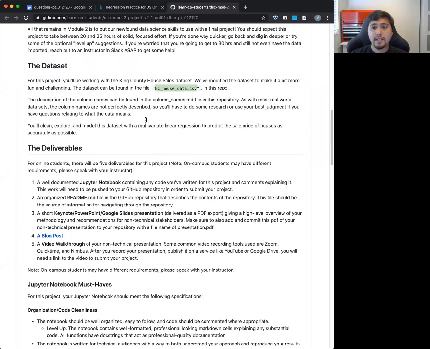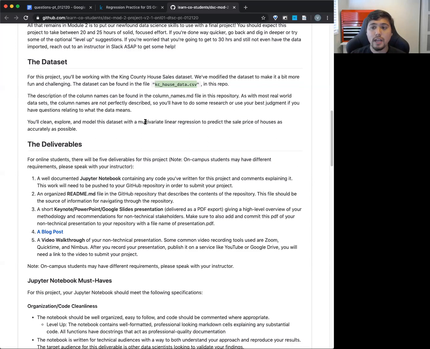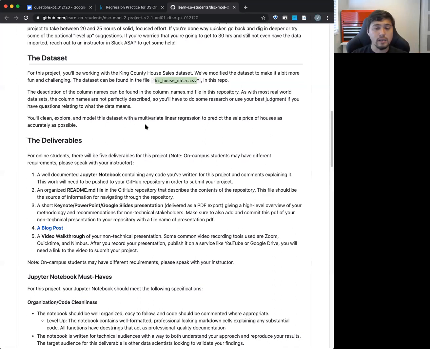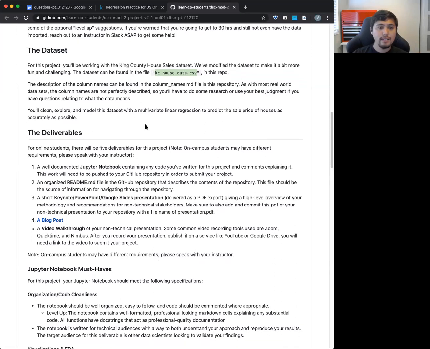The idea here is that you're given the King County house sales data set, which is basically a bunch of information about houses along with their price. Your target variable is going to be the sales price of these houses, along with all these features. I think there are something like 20-ish features in total. Your goal is to build a good linear regression model. And this always has a business case.